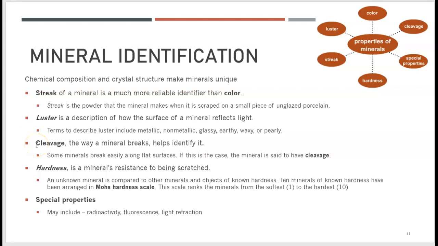Cleavage is the way a mineral breaks, and it is used to help identify it. Hardness is how resistant the mineral is to being scratched, and I'll talk about the hardness scale coming up. And then special properties. Not all minerals have these, but some include radioactivity, some are fluorescent, some reflect light in different ways. So those are the properties of minerals that we look at.